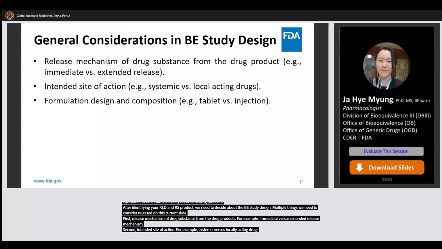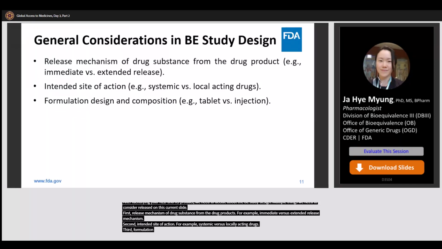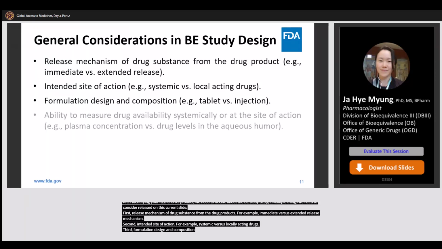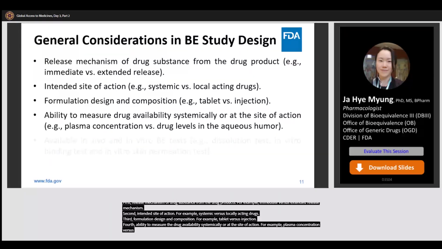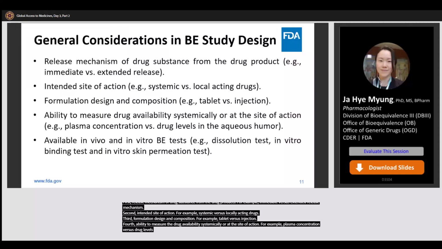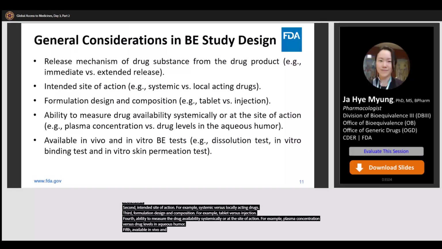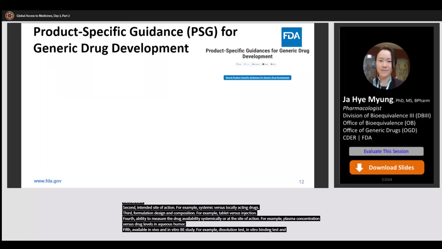Third, formulation design and composition, for example, tablet versus injection. Fourth, the ability to measure the drug availability systemically or at the site of action, for example, plasma concentration versus drug levels in aqueous humor. Fifth, available in vivo and in vitro BE studies, for example, dissolution test, in vitro binding test, and in vitro skin permeation test.